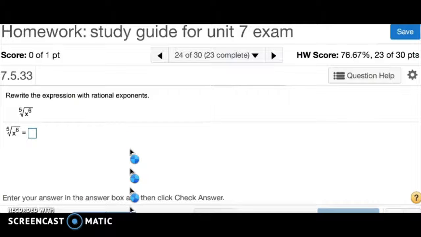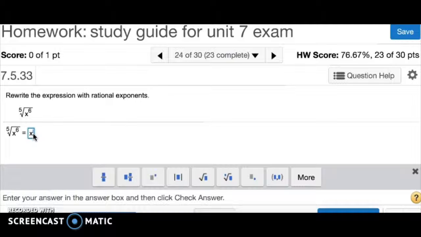Number 24 says rewrite the expression with rational exponents. Now remember, when you have rational exponents, when you have a fraction as an exponent, you will write the root as the denominator and the power as the numerator. So we have, as my exponent, 6 is my power, and 5 is my root. So 6 over 5 for number 24.